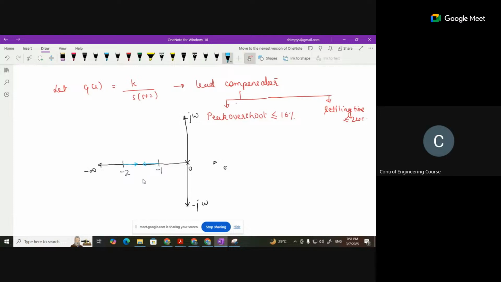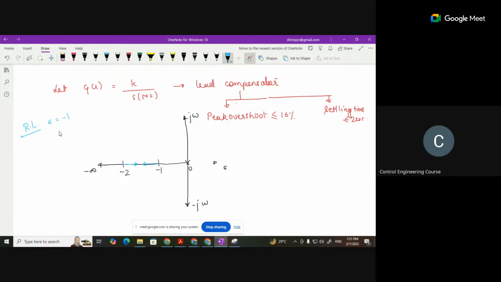I'm not writing all the steps. Is it okay with you guys? Yes, ma'am. Okay. So centroid, where is it going to lie? Can you tell me quickly? The poles are at s equals 0 and s equals -2, and no zeros. So summation of poles, that is -2 minus 0, divided by 2. That will come out to be -1. Okay. So the centroid for the root locus comes out to be -1.